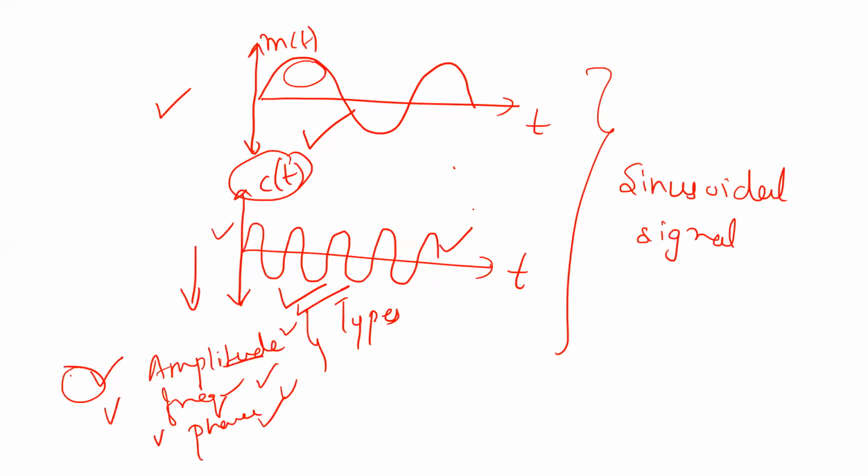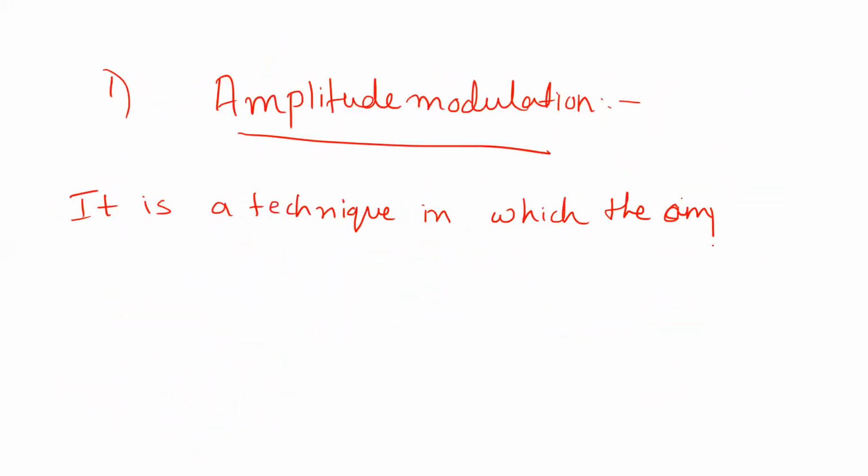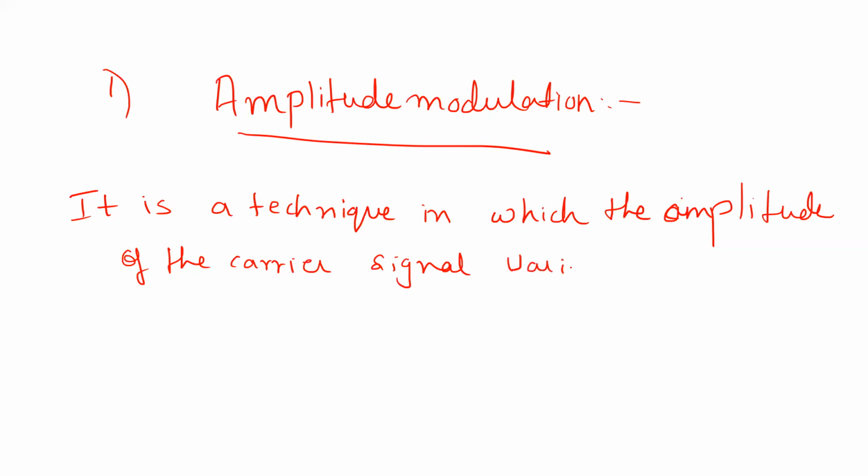Since this is amplitude modulation, we'll have amplitude, in which the amplitude of the carrier signal varies with respect to instantaneous change in message signal.